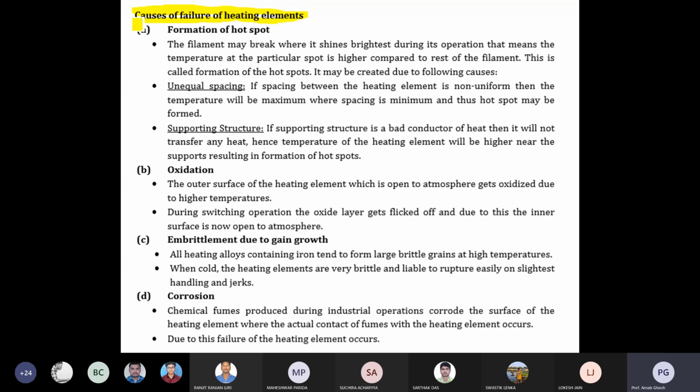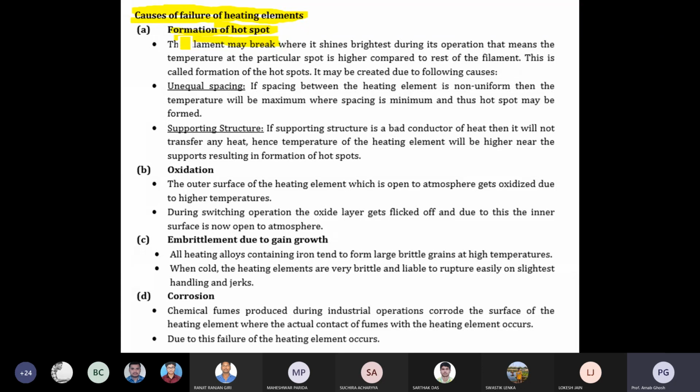Okay, formation of the hotspot. So what happens with a hotspot? If there is an uneven distribution of the heat, that may cause infrared emissions from the heating element, which causes problematic heating. So it can break. The filament may break.